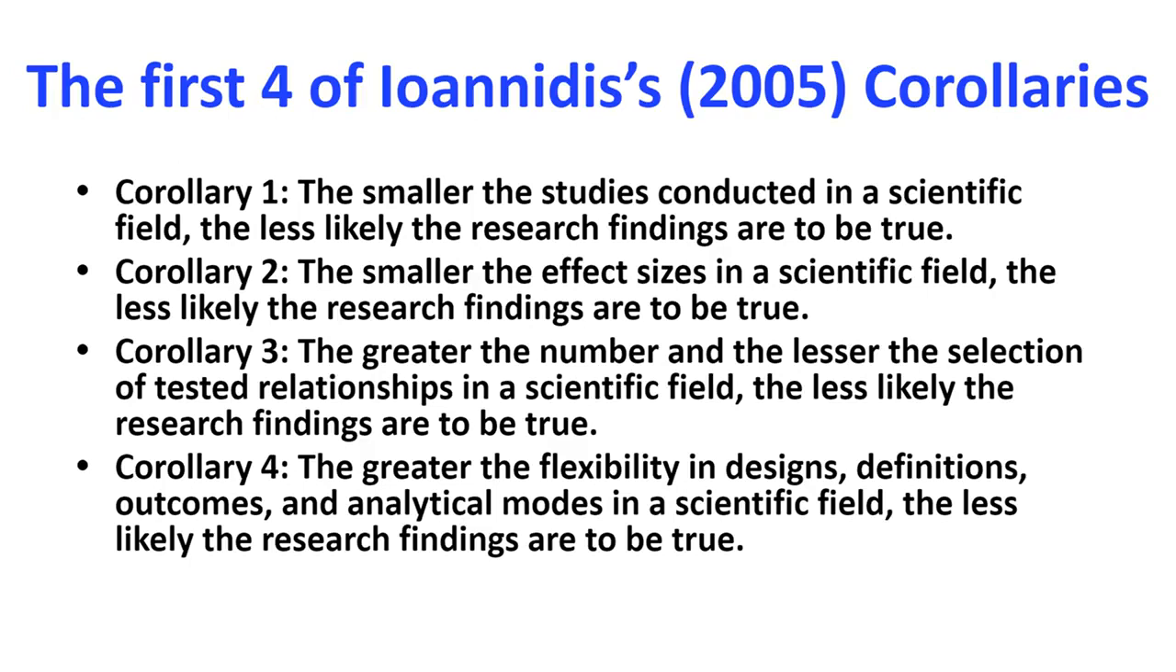And so John Ioannidis's 2005 paper, then he had these corollaries looking at the replication crisis as it was then. And he concluded that the smaller the studies, the less likely the research findings were to be true. The smaller the effect sizes, the less likely they were to be true. And then the greater the number of tested relationships, the less likely they were to be true, and the greater the flexibility in design, definitions, outcomes and analytical models in a scientific field, the less likely it was that research findings would be true. Now, I think there's a few points here, right?